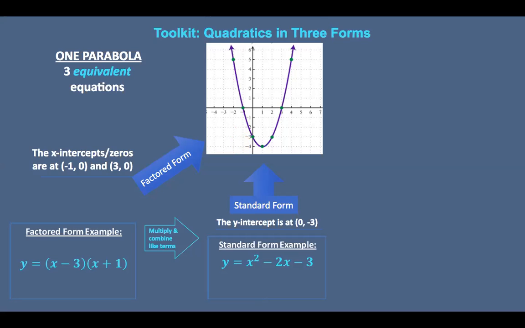How do I go from standard form back to factored form? I just have to factor it. Okay, I just have to factor my equation, and that'll go back to factored form.